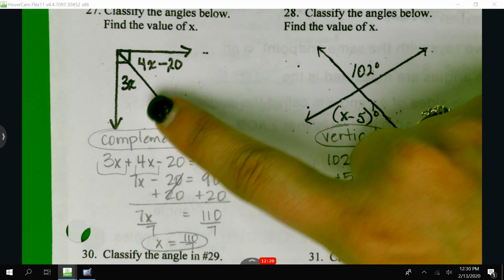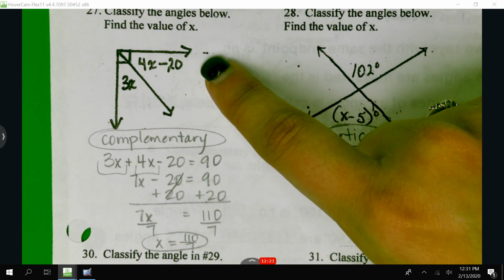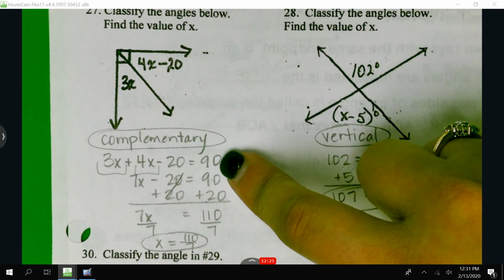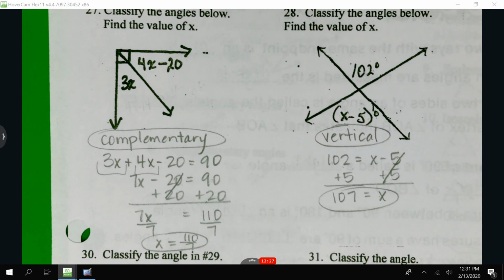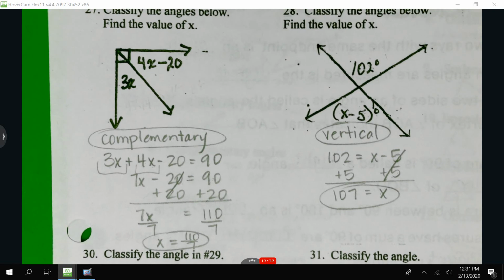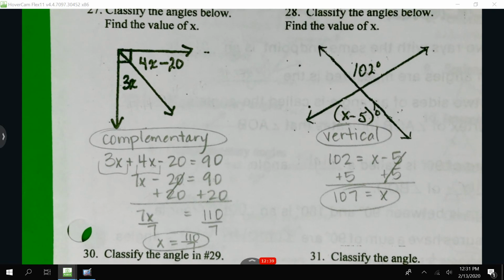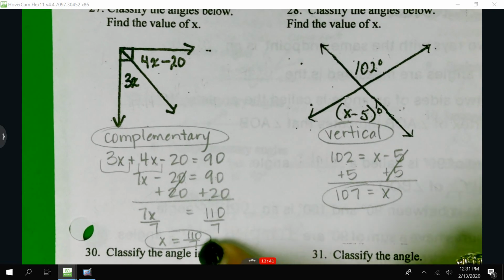So because they're complementary, they add up to 90. So 3x plus 4x minus 20 equals 90. You can combine those like terms that have the x's. So 3x plus 4x is 7x. And then you just have a two-step equation. So x is 110 over 7. If you divide it and got a decimal, that's fine. It doesn't come out to be a pretty number.